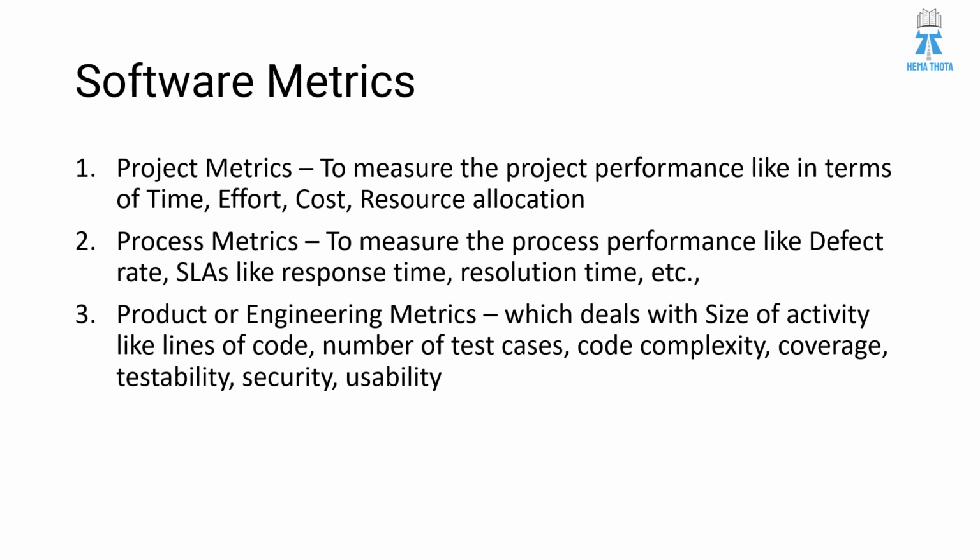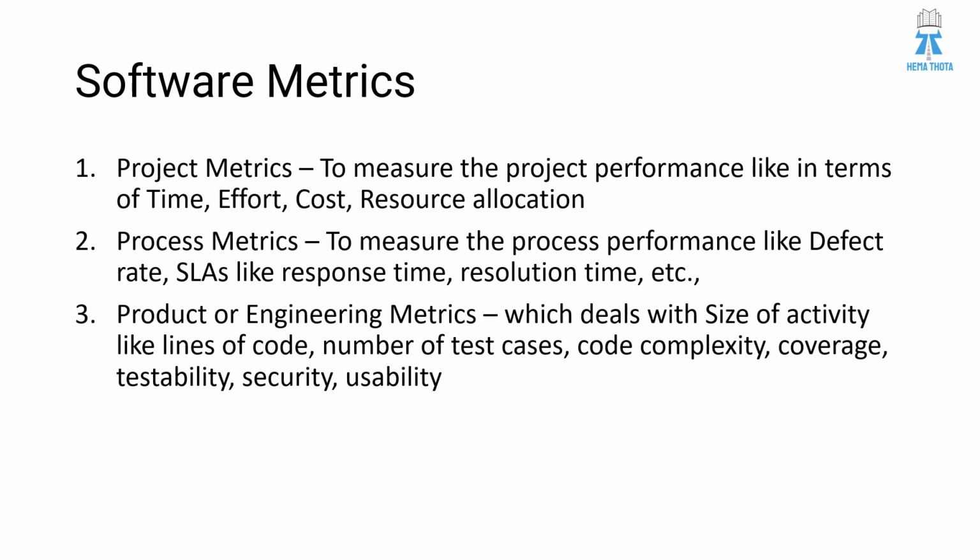So, software metrics are classified as project metrics. That means to measure the project performance, in terms of cost, effort, time, and resource allocations. Coming to the next category, it is process metrics, that is to measure the process performance like defect rate or defect density, and SLAs like response time, resolution time, these kinds of things.